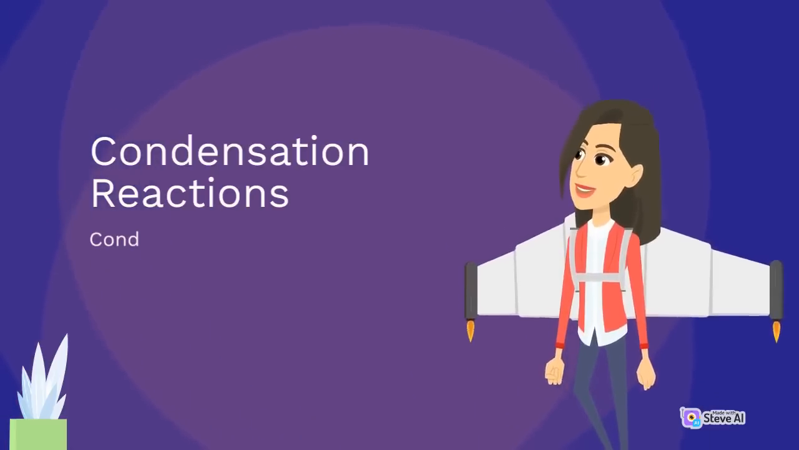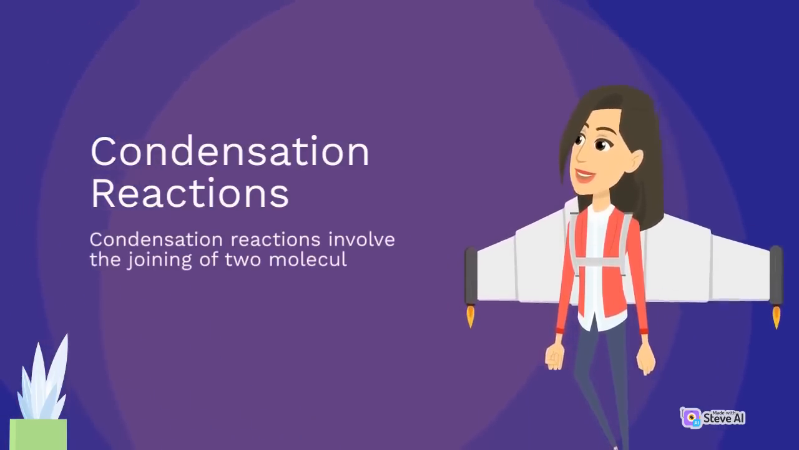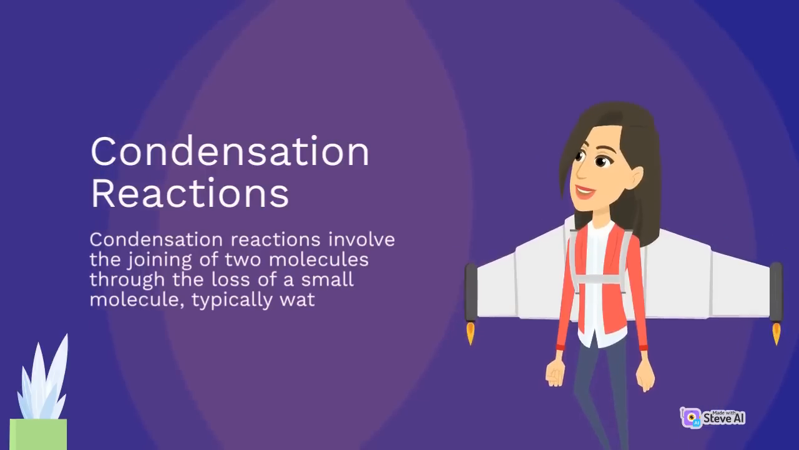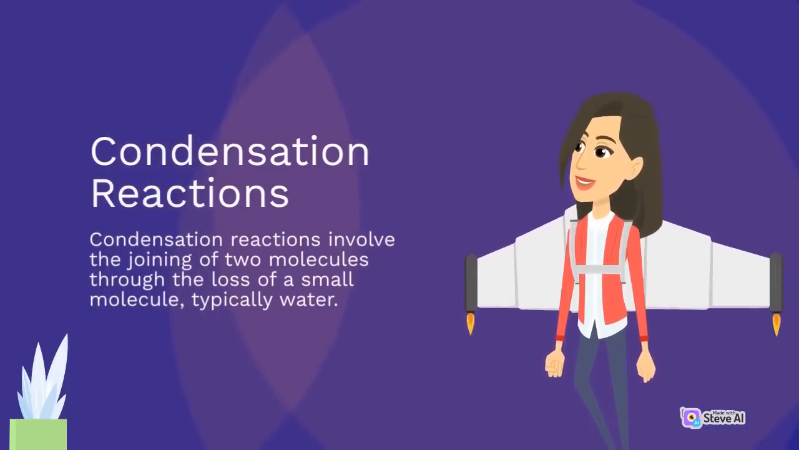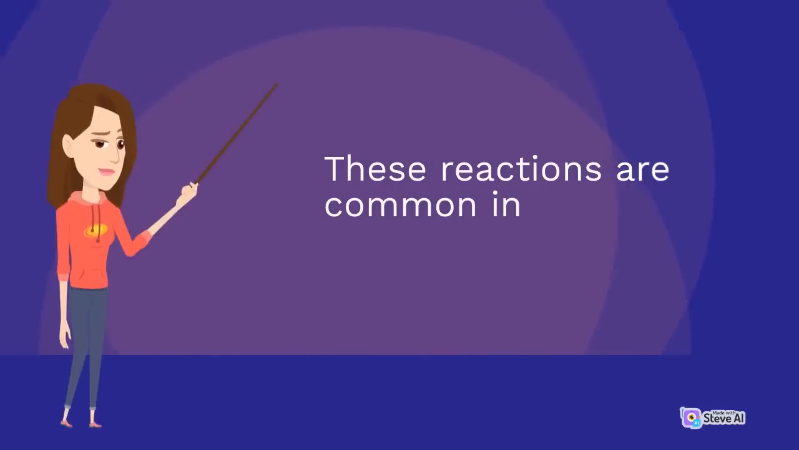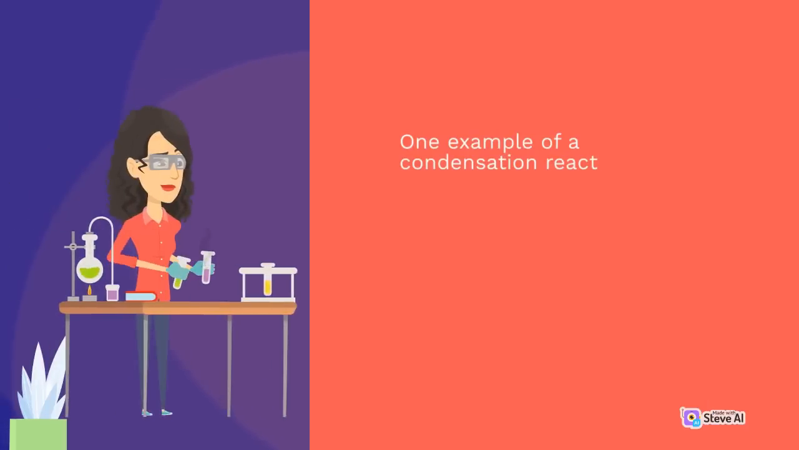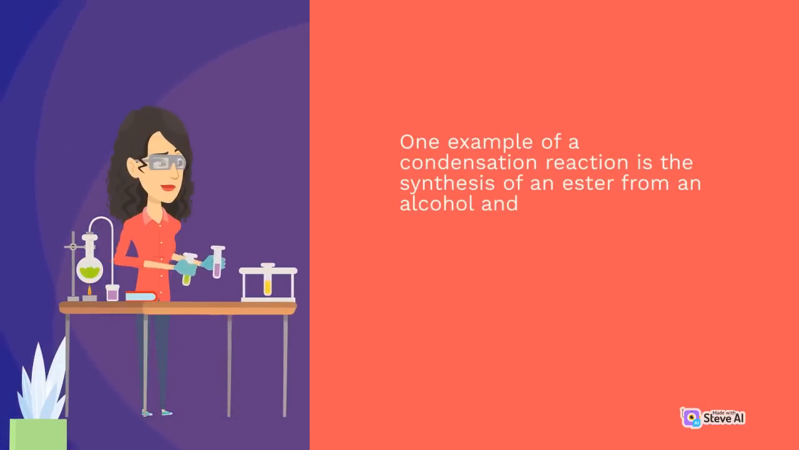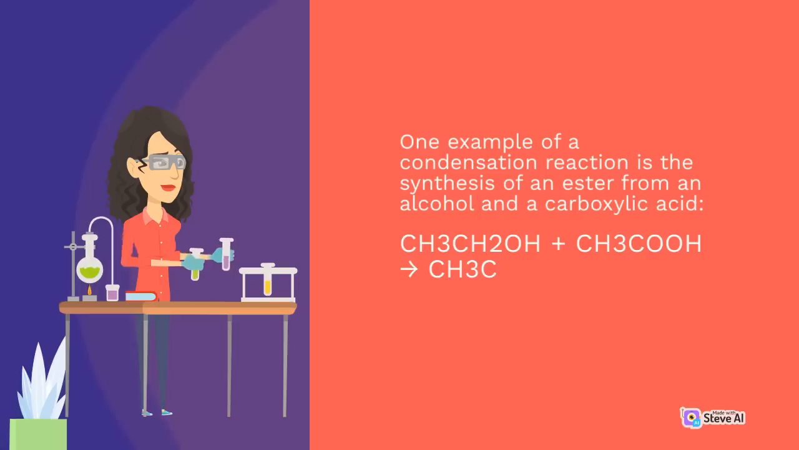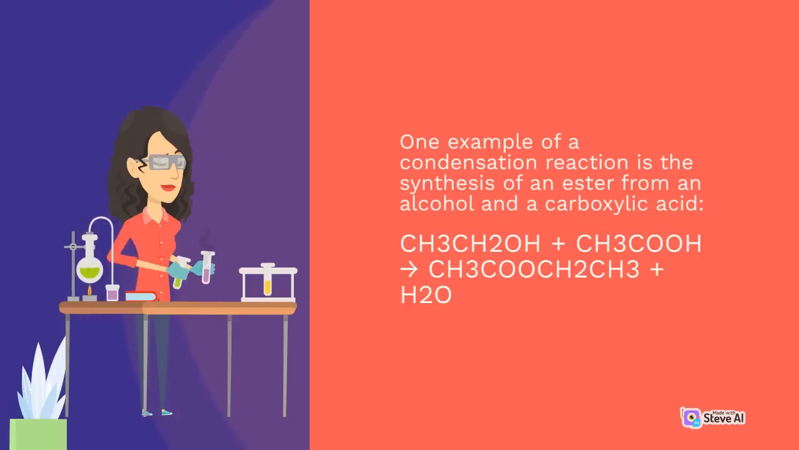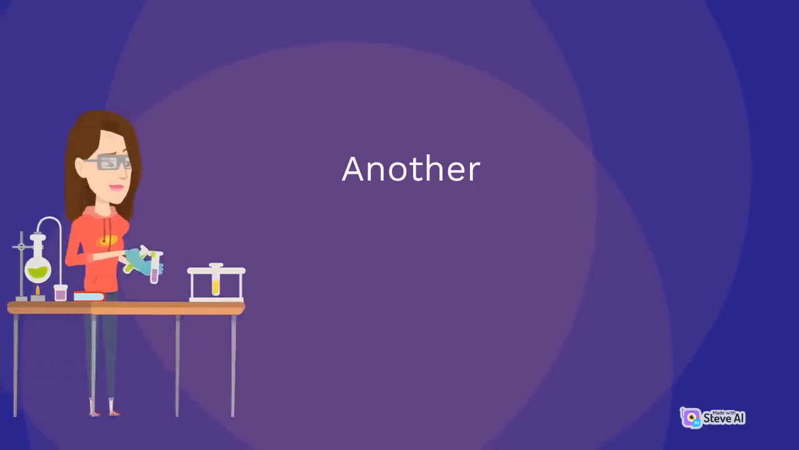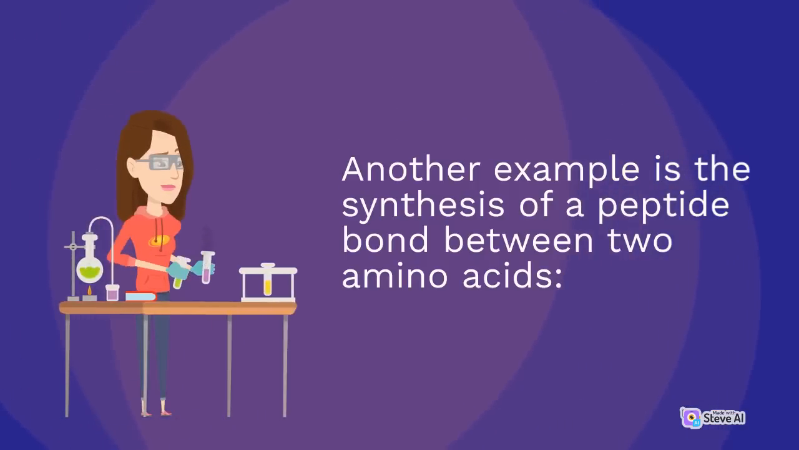Condensation reactions. Condensation reactions involve the joining of two molecules through the loss of a small molecule, typically water. These reactions are common in the synthesis of polymers and other large molecules. One example of a condensation reaction is the synthesis of an ester from an alcohol and a carboxylic acid. CH3CH2OH plus CH3COOH yields CH3COOCH2CH3 plus H2O. Another example is the synthesis of a peptide bond between two amino acids.